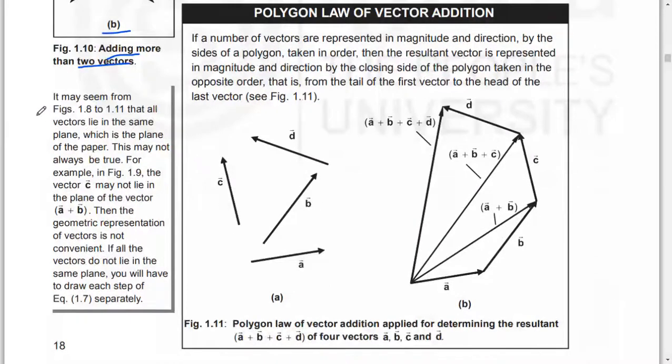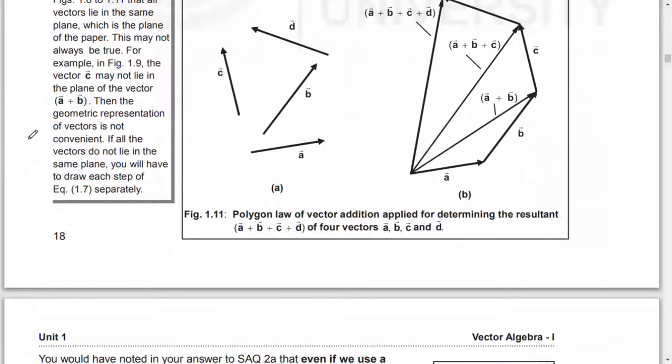It may seem from the figures that all vectors lie in the same plane, which is the plane of the paper. This may not always be true. For example, in the figure, the vector C may not lie in the plane of the vector A plus B. Then the geometric representation of vectors is not convenient. If all the vectors do not lie in the same plane, you will have to draw each step of the equation separately.